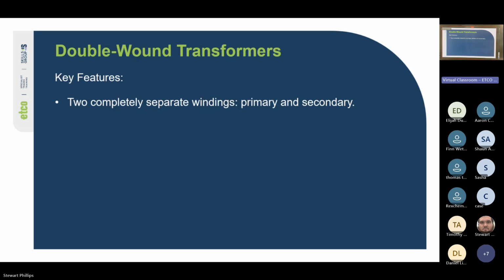We have two completely separate windings, our primary and our secondary. There is no electrical connection between these two windings. They are electrically separate. And remember, it provides galvanic isolation between the supply and load. So when we talk about galvanic isolation, galvanic cells, there is no possible chance of any physical leakage between each of the windings.